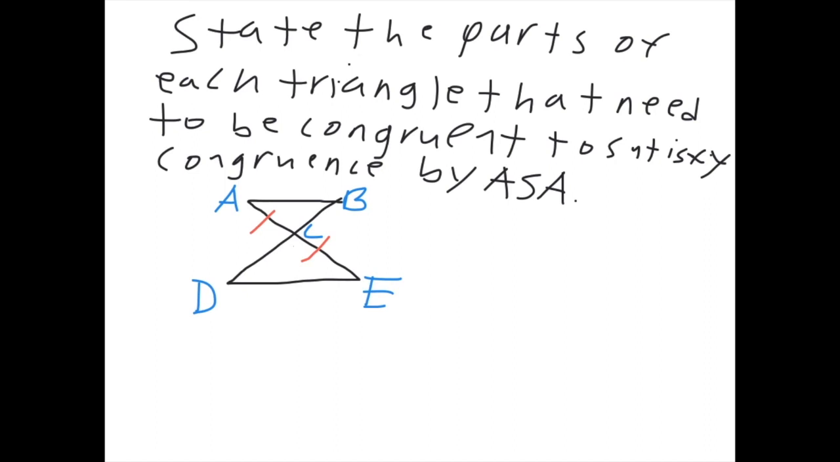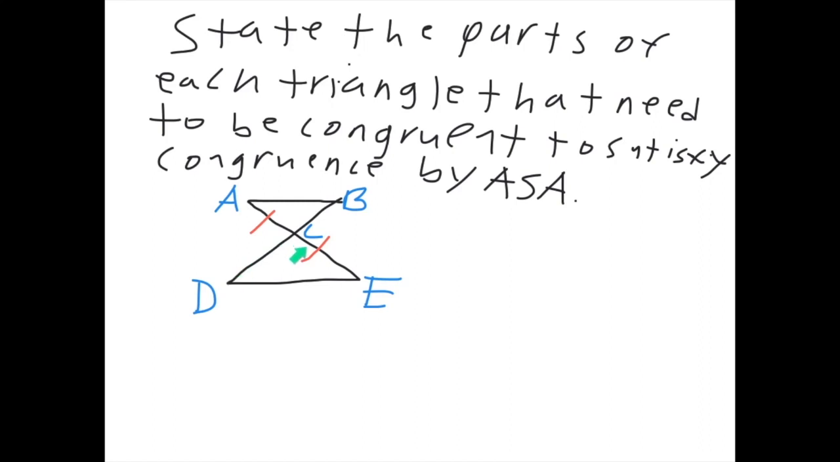So, we're looking at two triangles here, and we want to know, in order for these triangles to satisfy congruence by angle, side, angle, what other parts need to be congruent to each other? So let's start out by looking at what parts are congruent to each other. We know that AC is congruent to CE.